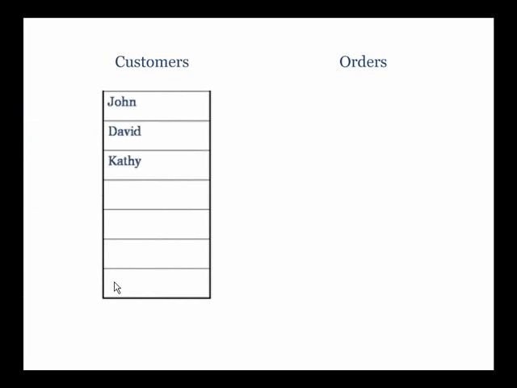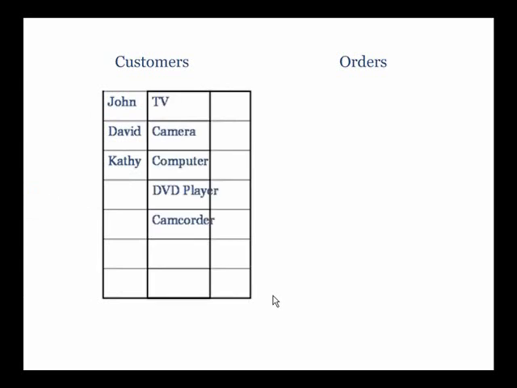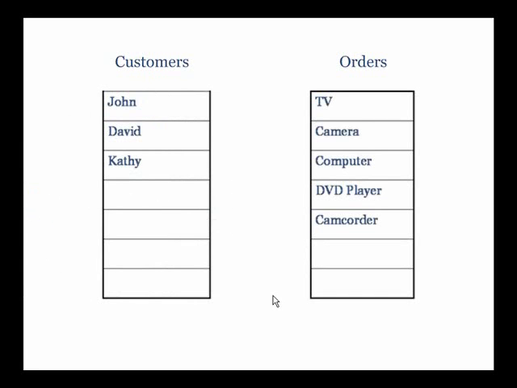So for example, this is the way a database stores data. We store customer information in a separate table. So John, David, and Kathy are added to the customer table. Their name, their address, and phone numbers are added to the customers table. So there are 3 rows in the customers table for 3 customers. And orders are stored in the orders table. So we have, let's say, 5 products: TV, camera, computer, DVD player, and camcorder. And each of these products will be stored in a separate row in the order table. So there are 5 rows in the orders table.